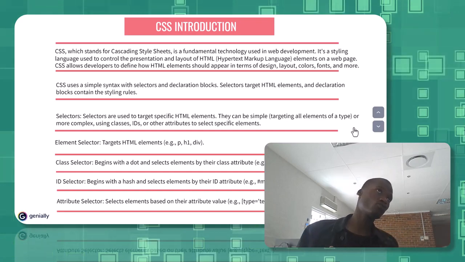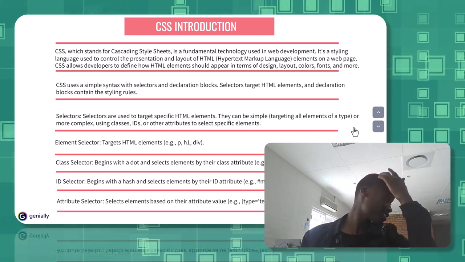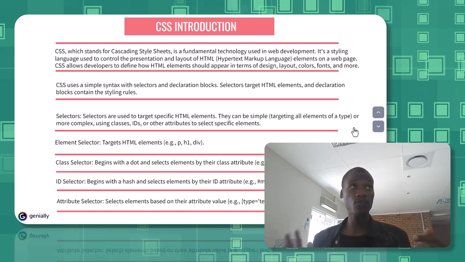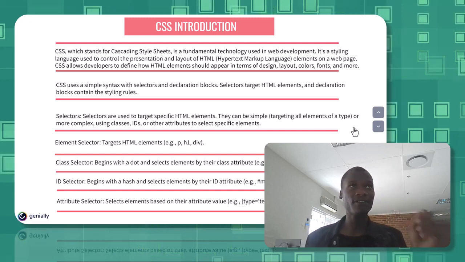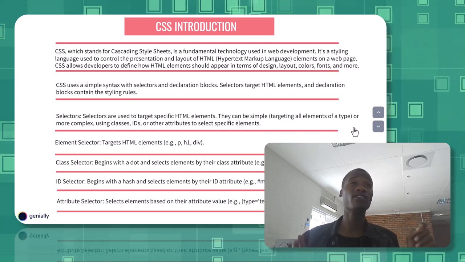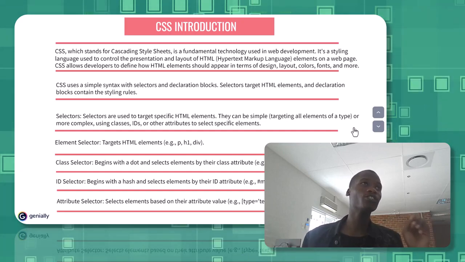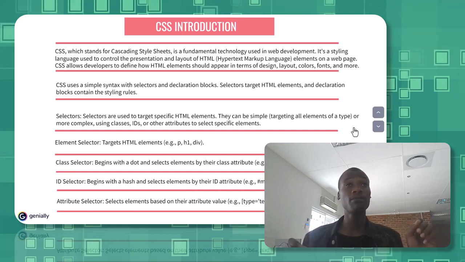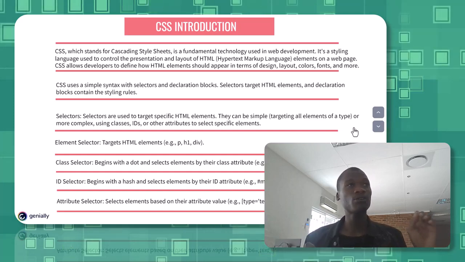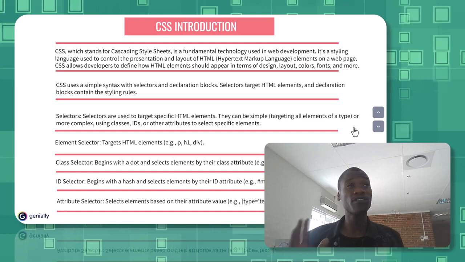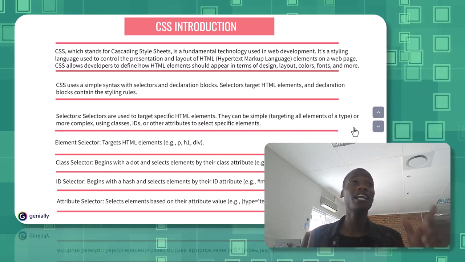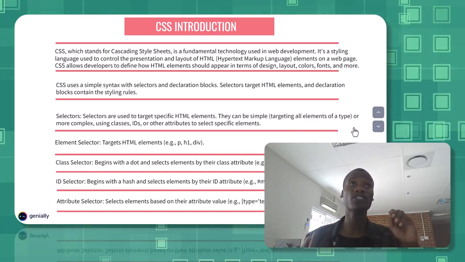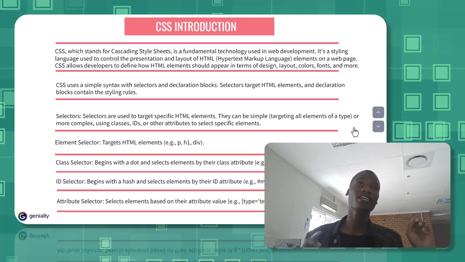So can I reread that? CSS, which stands for Cascading Style Sheets, is a fundamental technology used in web development. It's a styling language used to control the presentation and layout of HTML elements on a web page. CSS allows developers to define how HTML elements should appear in terms of design, layout, colors, fonts, and more.